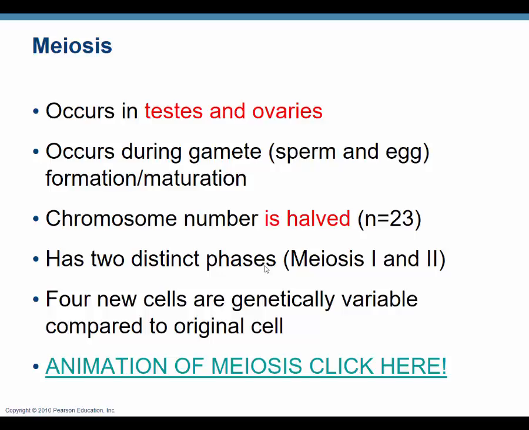So there's a meiosis 1 phase and a meiosis 2 phase. And at the end of that, if you think of meiosis kind of like mitosis times 2, instead of getting 2 cells at the end like we do in mitosis, at the end of meiosis we get 4 cells. So it's almost like mitosis runs twice. But there are some slight differences in those processes, which we'll look at.